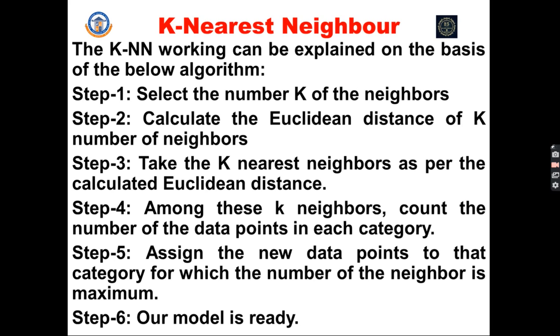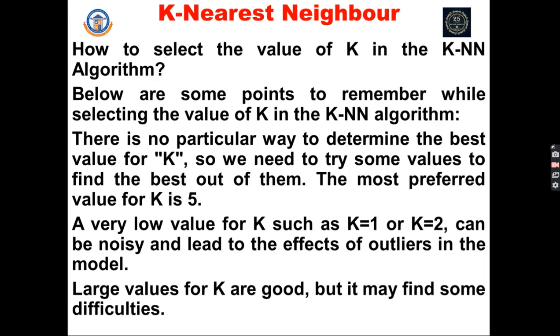Then, after counting those data points in each category, step 5: assign the new data points to the category for which the number of neighbors is maximum. We have to identify which category has the maximum number of neighbors. After that, our model will be ready using the k nearest neighbor.